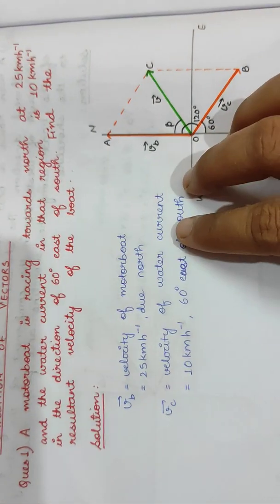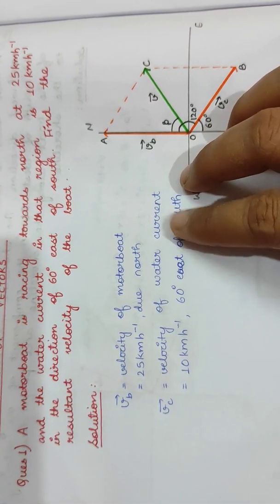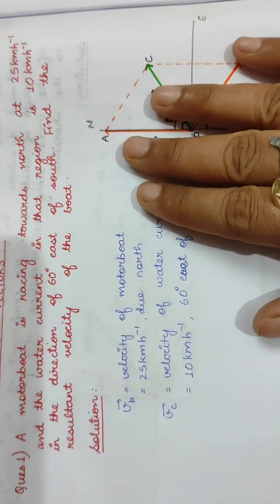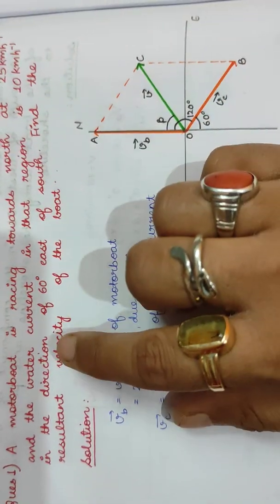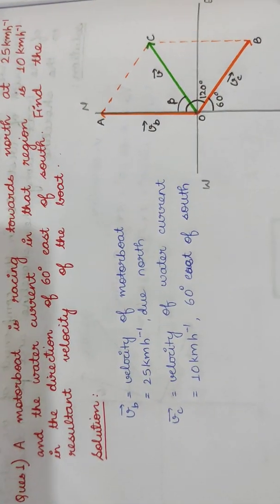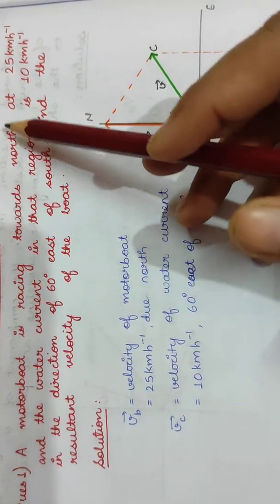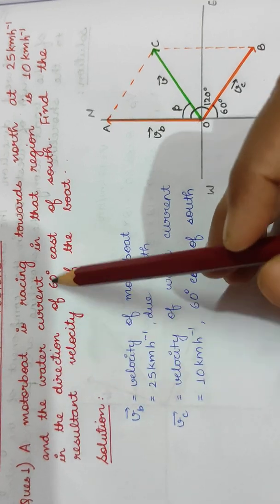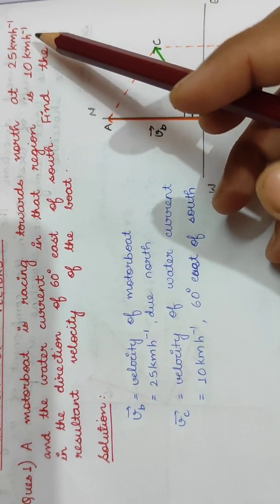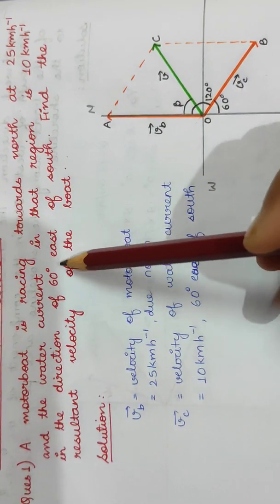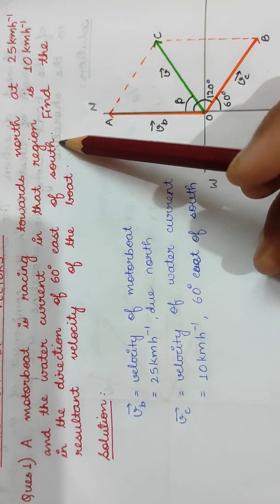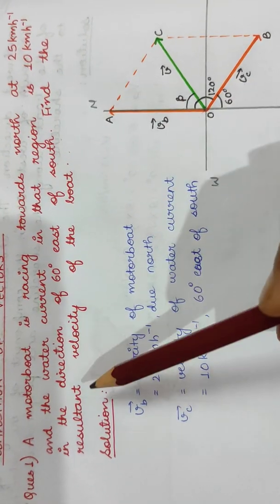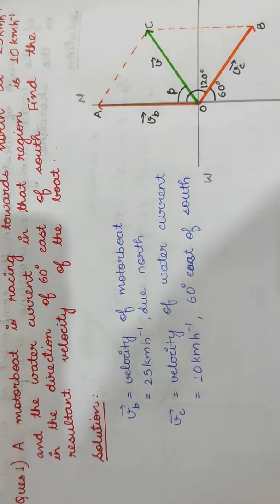Students, let us consider this question. It is a question based on composition of vectors. The question says that a motorboat is racing towards north at 25 km per hour and the water current in that region is 10 km per hour in the direction of 60 degree east of south. Then we have to find the resultant velocity of the boat.